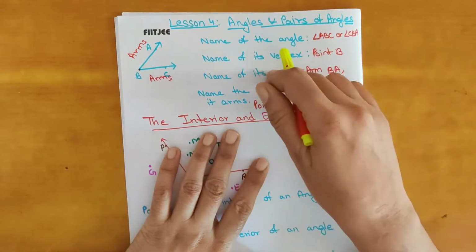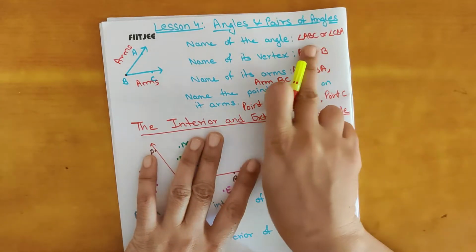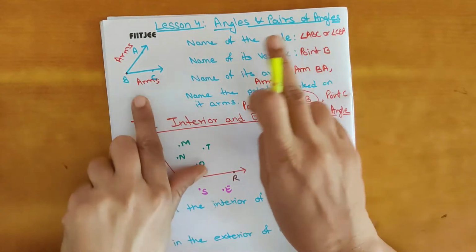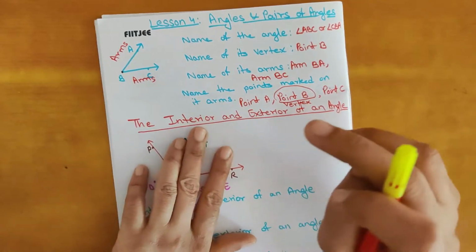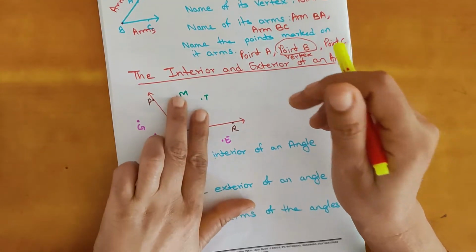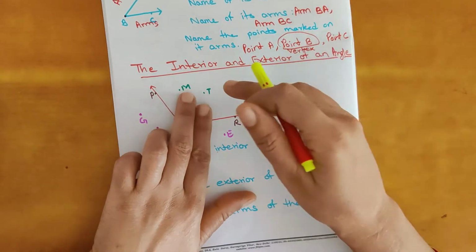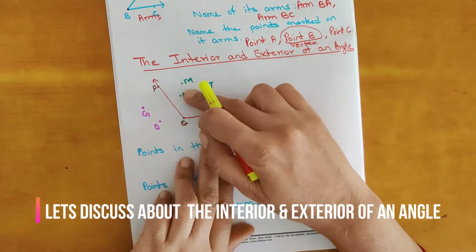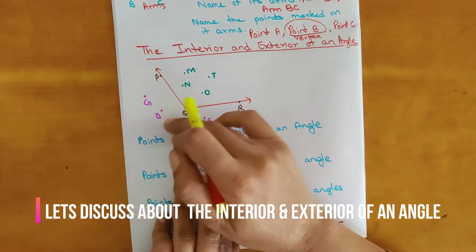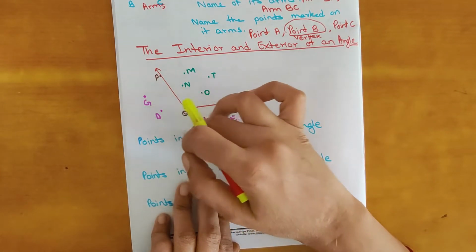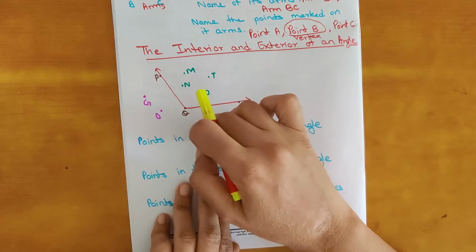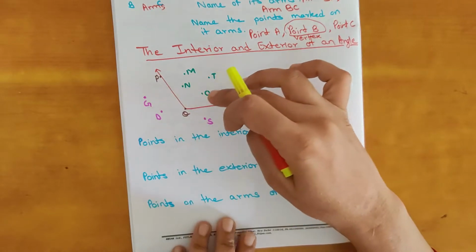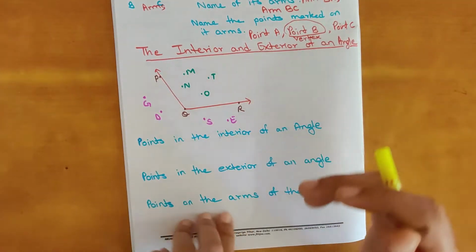Just I recalled what you have learnt in 6th standard. So name of the angle you know very well, angle ABC or angle CBA. Either you can use 3 letters, or a single letter, angle B, you can write. Now interior and exterior of an angle. Interior, already you know, the inside portion of an angle is called interior. Exterior means outside, the points which are lying outside the angle, that is called points in the exterior. And which are lying on the angle, they are called as the points on the arms of the angle or on the angle.